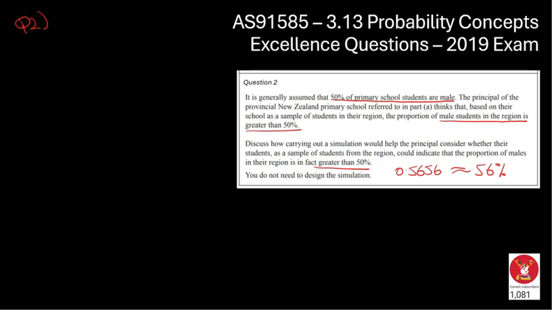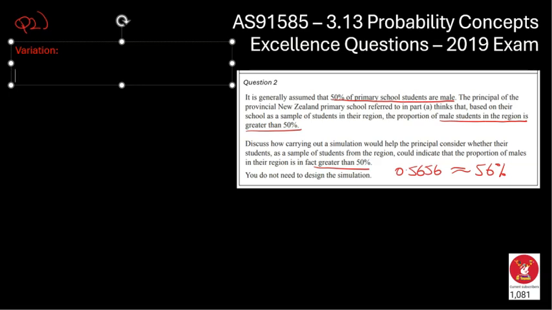And it says you don't need to design a simulation, you just need to talk about what a simulation would result in. So a simulation, hopefully you remember this in class, but the idea of a simulation is you're expecting to see the natural variation that occurs due to randomness. So I probably want to do 1 paragraph discussing the variation that the principal might see and what that might mean for his school, etc.